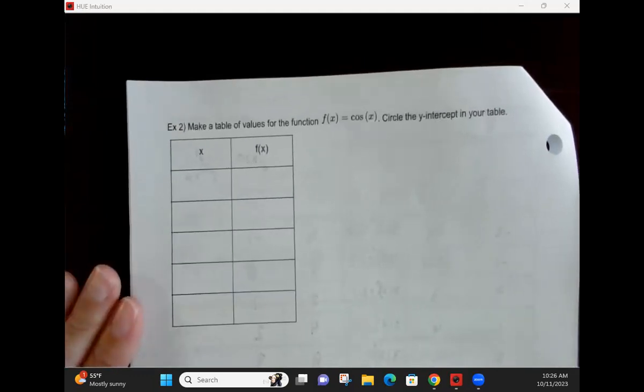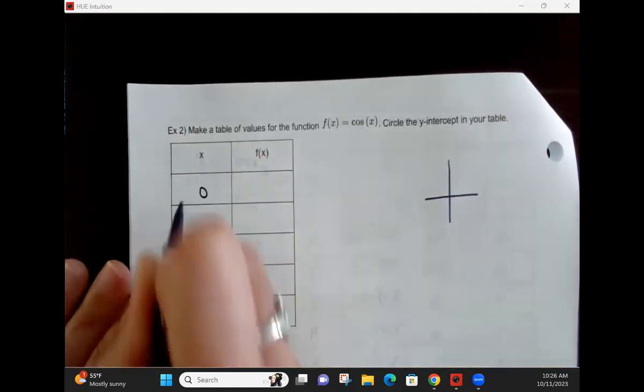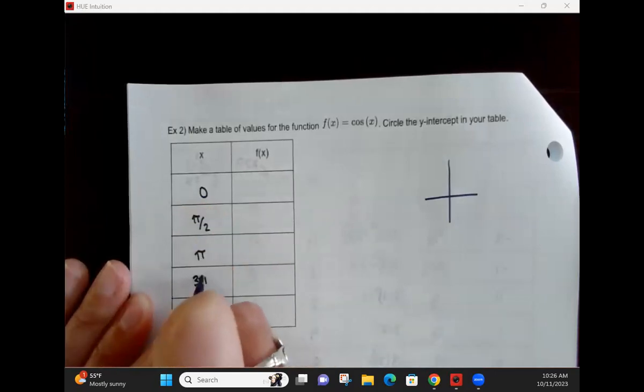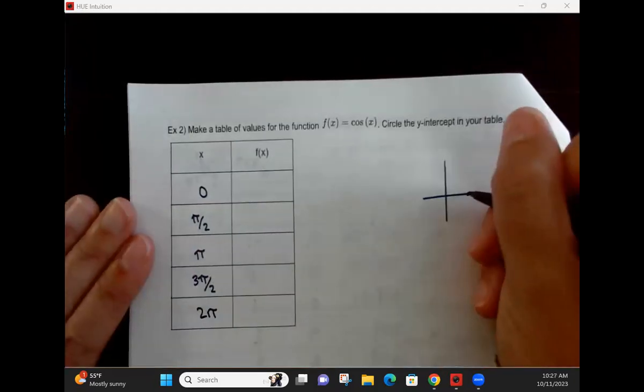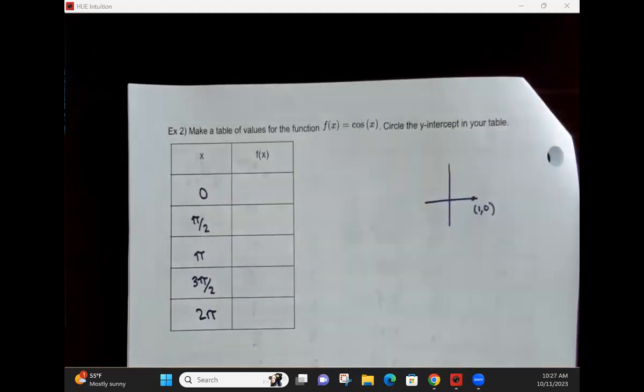So we'll do the pi over 2s. So 0, pi over 2, pi, 3 pi over 2, 2 pi. Mix it up a little bit. So at 0, that would be here. This is the point 1, 0. So what is cosine of 0? 1, right? Sine of 0 is 0 because it's the y coordinate. Cosine of 0 would be 1 because it's the x coordinate.